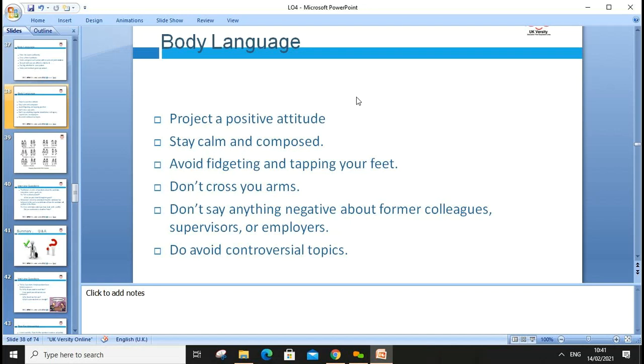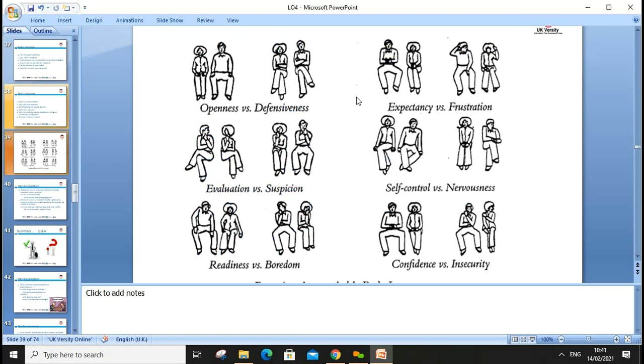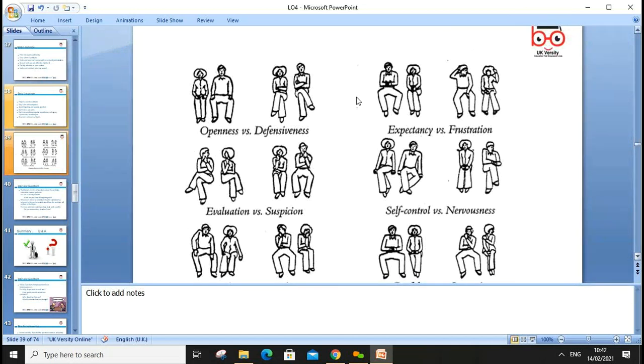Body language: project a positive attitude, stay calm and composed, avoid tripping over your feet, don't cross your arms, and don't say anything negative about a former colleague. Do avoid controversial topics. So think about that. You need to show openness, not be defensive. Yes, keep your hands open. That's defensive, so we should show openness.